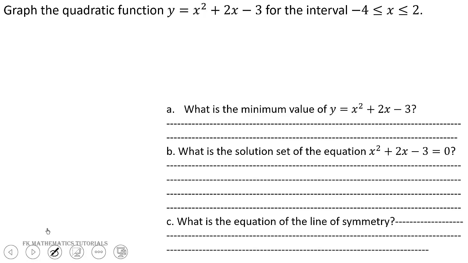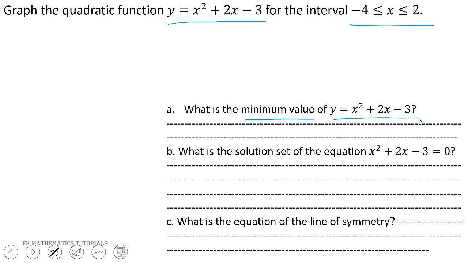Hello, let us see how we can graph the quadratic function y equal x squared plus 2x minus 3 for the interval -4 less than or equal to x less than or equal to 2. That's the interval given to us. Then we will see how we can find the minimum value of y equal x squared plus 2x minus 3.